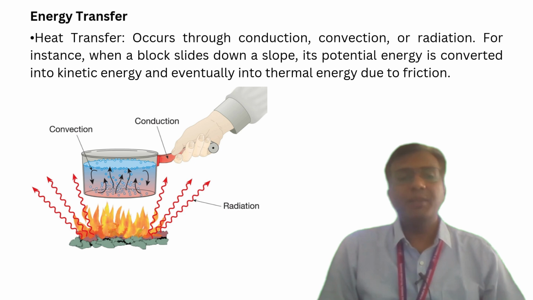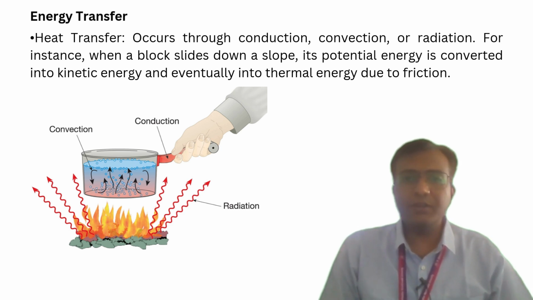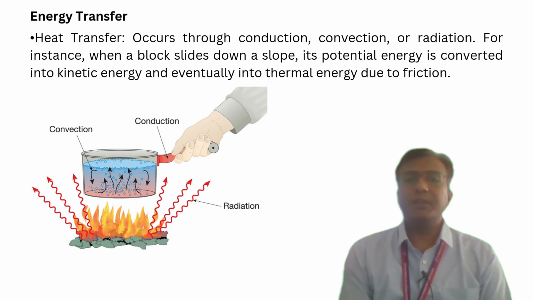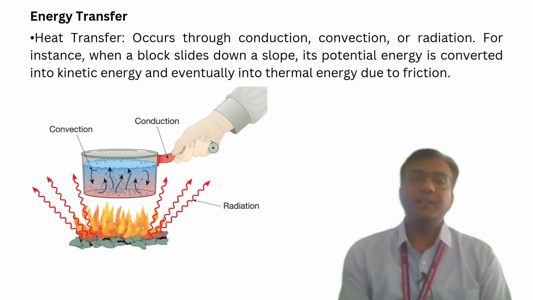There are three primary modes of heat transfer. First is conduction. Conduction is the transfer of heat through a material by direct contact. It occurs due to the interaction of molecules within the material. Hotter molecules vibrate more vigorously and transfer some of their energy to neighboring cooler molecules through collisions. An example is a metal rod heated at one end, transferring heat to the other end.